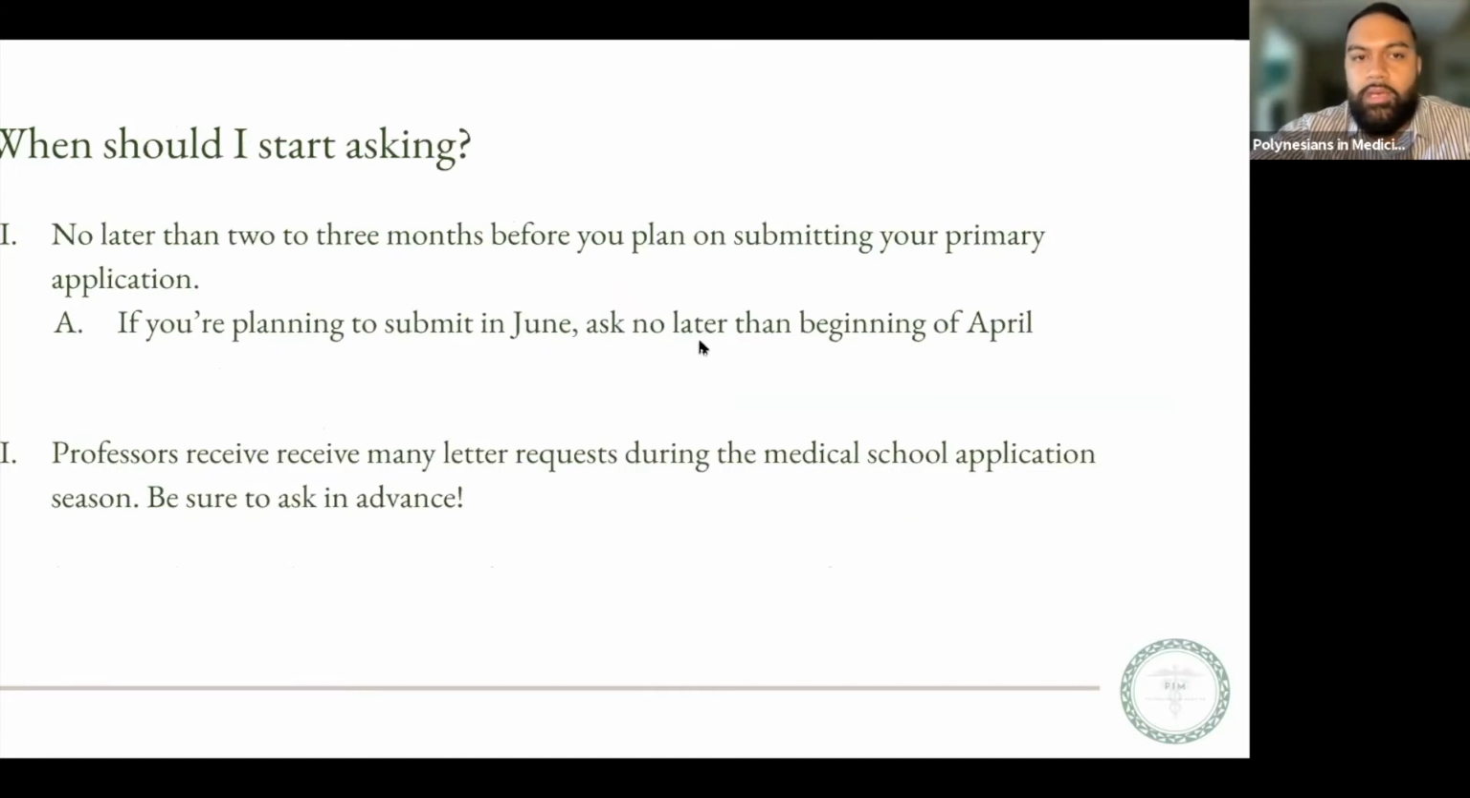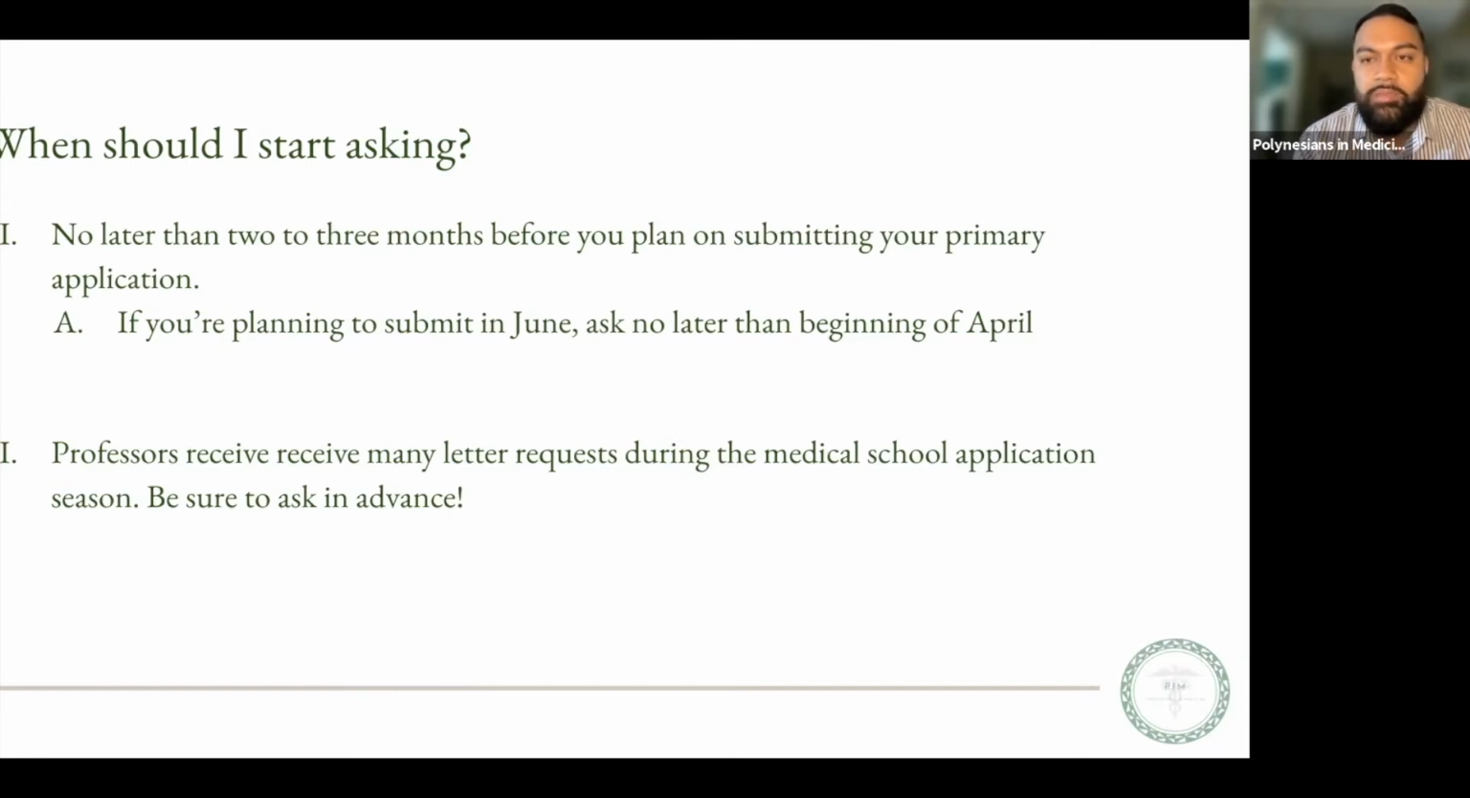A common question we get is when you should start asking. Luthi and I will share our experiences getting letters of recommendation after we finish the presentation. But the more time you give yourself, the better. The rule of thumb is to ask about 2 to 3 months before you plan on submitting your application. So if you plan on submitting in June, which is typically when applications are open and you're able to submit your AMCAS application, then you should probably ask at the beginning of April. So if you're going to be applying this year, it's not too late to ask. But just ask as soon as you can.